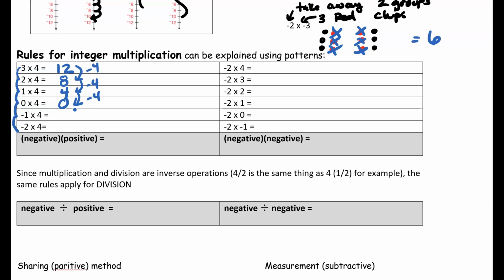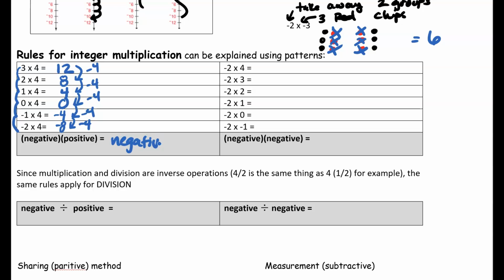Well, if we were to continue that pattern, what would happen? 0 minus 4 is negative 4. So just continuing this pattern with multiplication, we end up getting a negative answer. And look at the problem, we've got a negative times a positive. And then if we continue the pattern again, minus 4, we're left with minus 8. So a negative times a positive ends up giving us a negative answer.